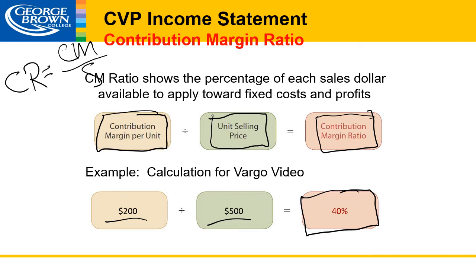That means 40% of this product's price goes towards covering its fixed costs and its profit. Where we're going to start to use the contribution margin and the contribution rate is in our break-even analysis, which I'll show you in a few slides.